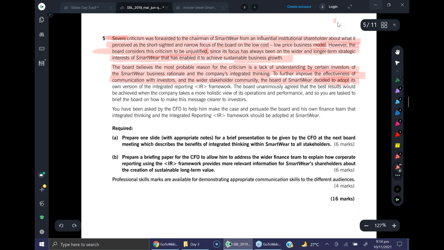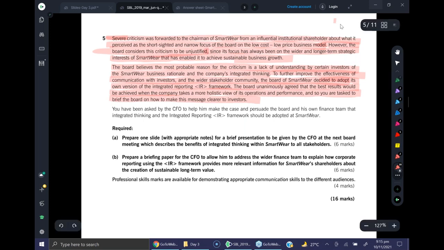The board unanimously agreed that the best results would be achieved when the company takes a more holistic view of its operations and performance. So you are tasked to brief the board on how to make this message clearer to investors. What does the holistic view actually mean? Having a holistic view of operations and performance, what does that even mean? So it means comprehensive, how different areas are connected to each other, a bigger picture. So full view, bigger picture, considering all stakeholders, right?